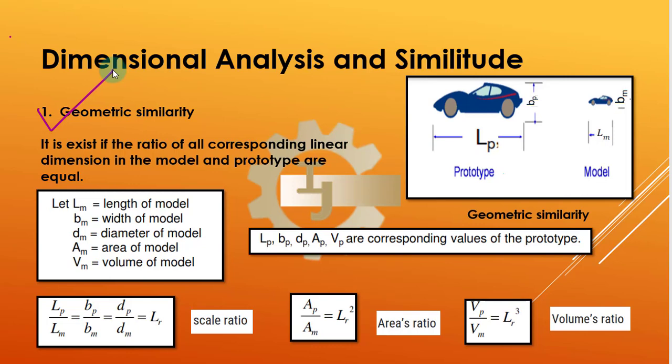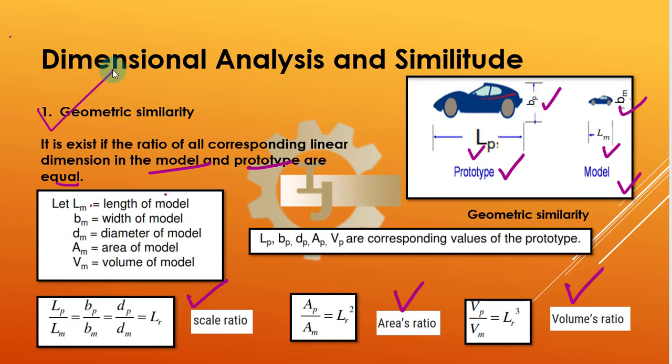What is geometric similarity? Geometric similarity exists if the ratio of all corresponding linear dimensions in the model and prototype are equal. Here you can see a prototype and here is the model. Here we can see the length of the prototype and width of the prototype, and here is the length of the model and width of the model. So if it exists that LP by LM equals BP by BM equals DP by DM equals LR, this is known as the scale ratio, and AP by AM equals LR square, which is known as the area ratio, and VP by VM equals LR cube, which is known as the volume ratio.